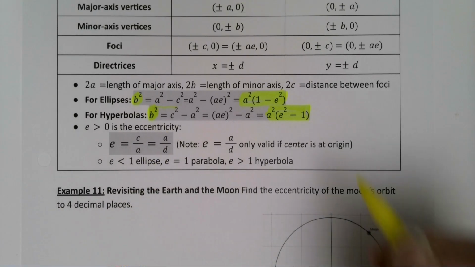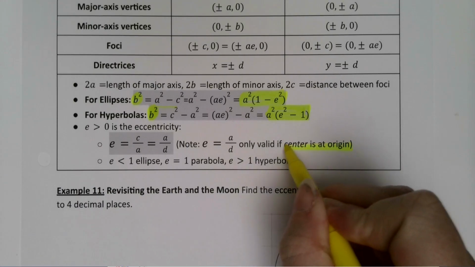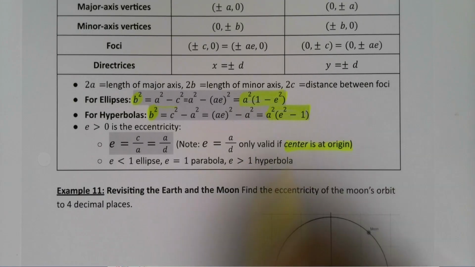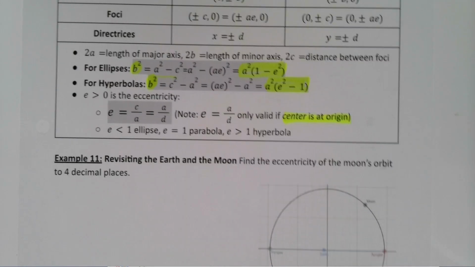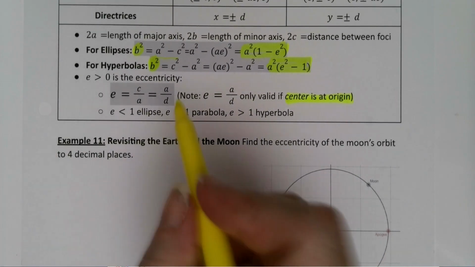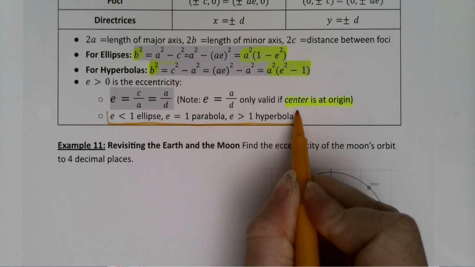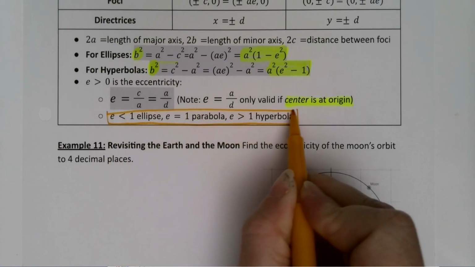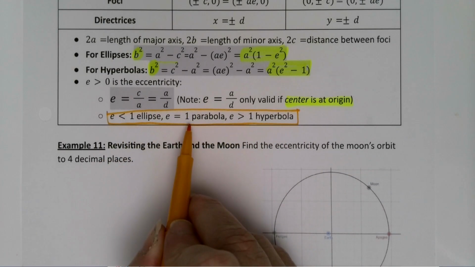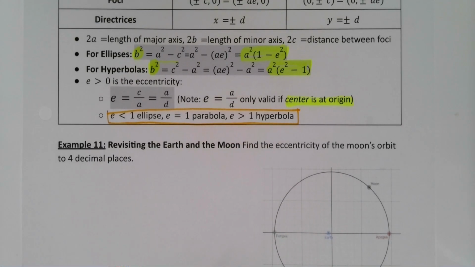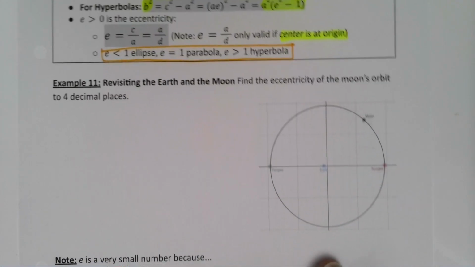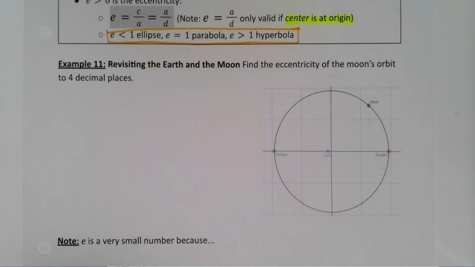Keep in mind that all of this only works if the center is at the origin, in particular this piece down here. So if the center is not at the origin, we have other problems. And then most importantly, what we just saw, if the eccentricity is less than 1, it's an ellipse, equal to 1, it's a parabola, greater than 1, it's a hyperbola. So let's look back at the orbit with the perigee and apogee of the Earth and the Moon.